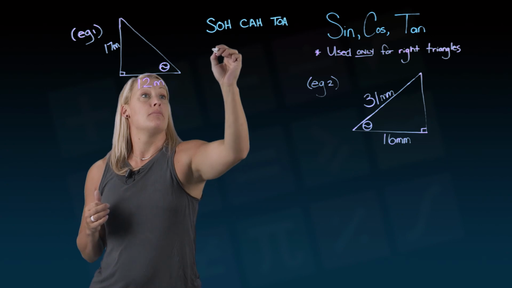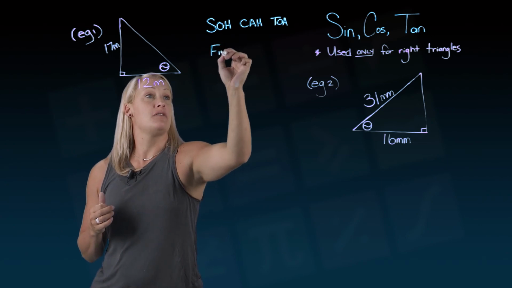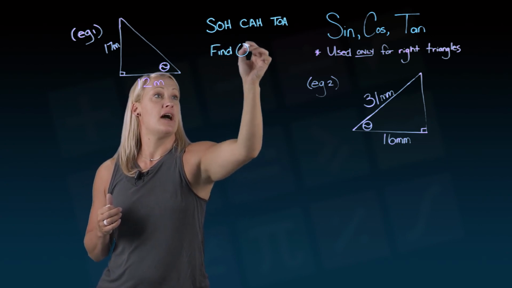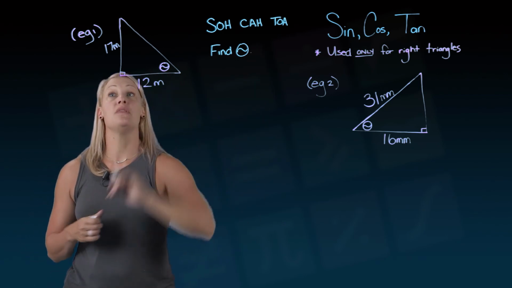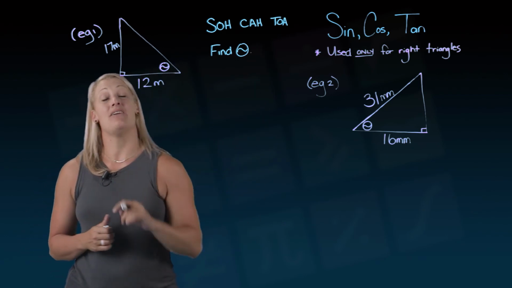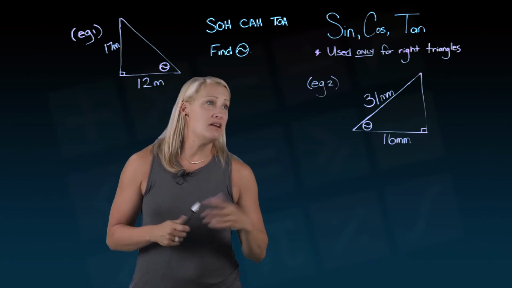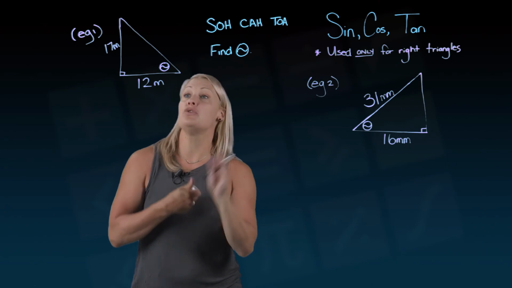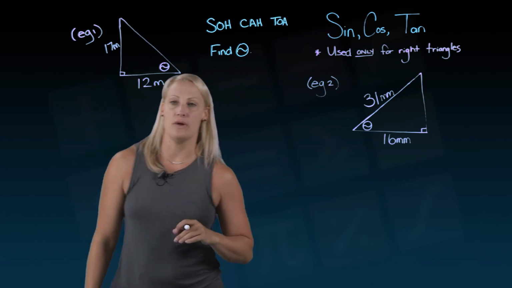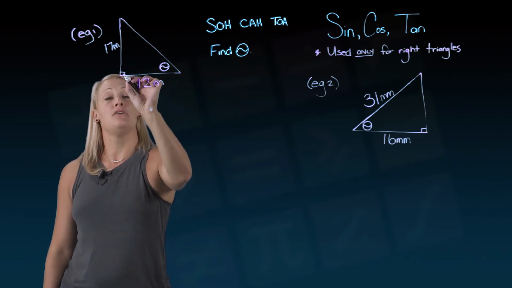Now, if you wanted a question written here, I guess the question would say find theta. And again, theta is an angle. So in this question, we're going to find that guy right there. And if you've seen our other video about finding a side, you'll know that the first thing that we do is label these three sides before we do anything else. So let's do that. Here's the right angle.